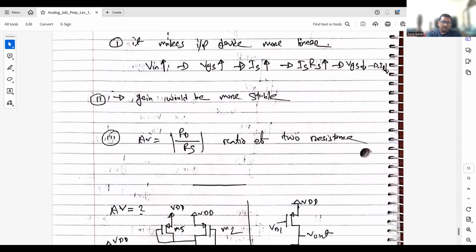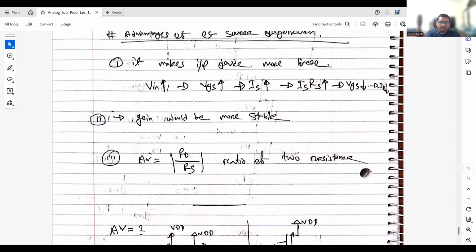And one more interesting point for this source degeneration is that you remember for the diode connected node, we see that the gain is just the ratio of the widths of these two transistors, right? It's the ratio of two widths. In this case, I know it's really hard to design, but just for theory, here we can consider that the gain is the ratio of two resistances.